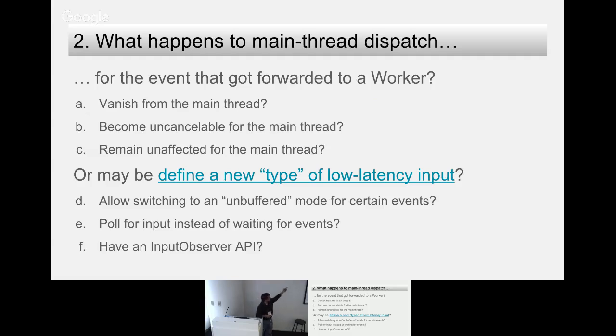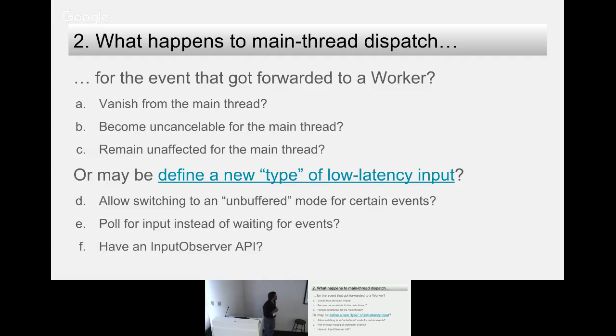If that event vanishes from the main thread, that makes it easy for developers to reason about the independent nature of the worker, right? You're handling the events in the worker, not in the main thread. But that has all sorts of problems. For example, if you forward only the mouse down event to the worker thread, then the mouse up event goes to the main thread, and the pairing is gone, right? That mouse down and mouse up pairing, and then focus change and everything will be challenging, right?